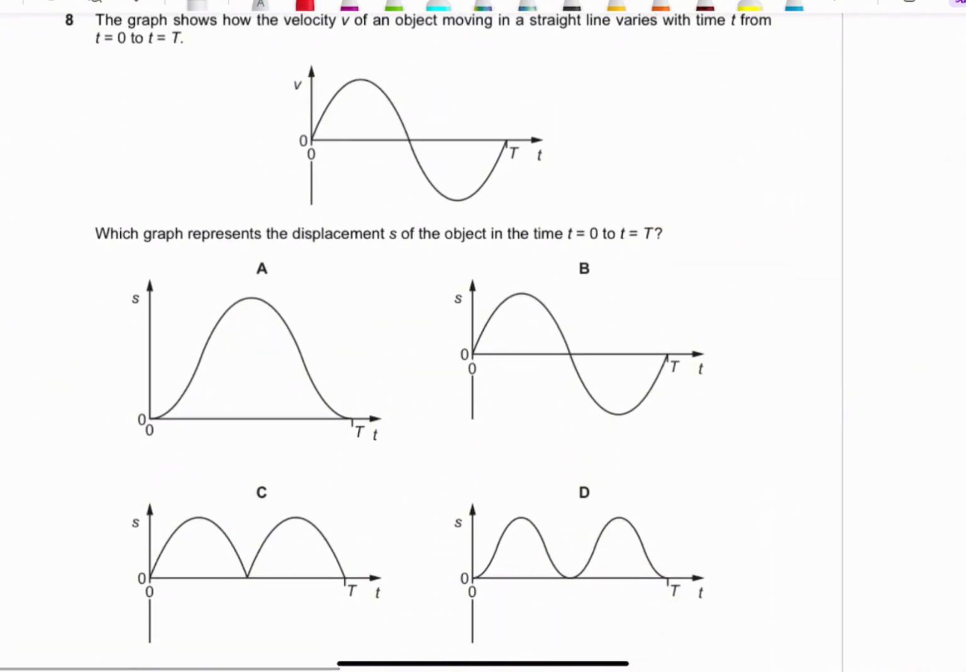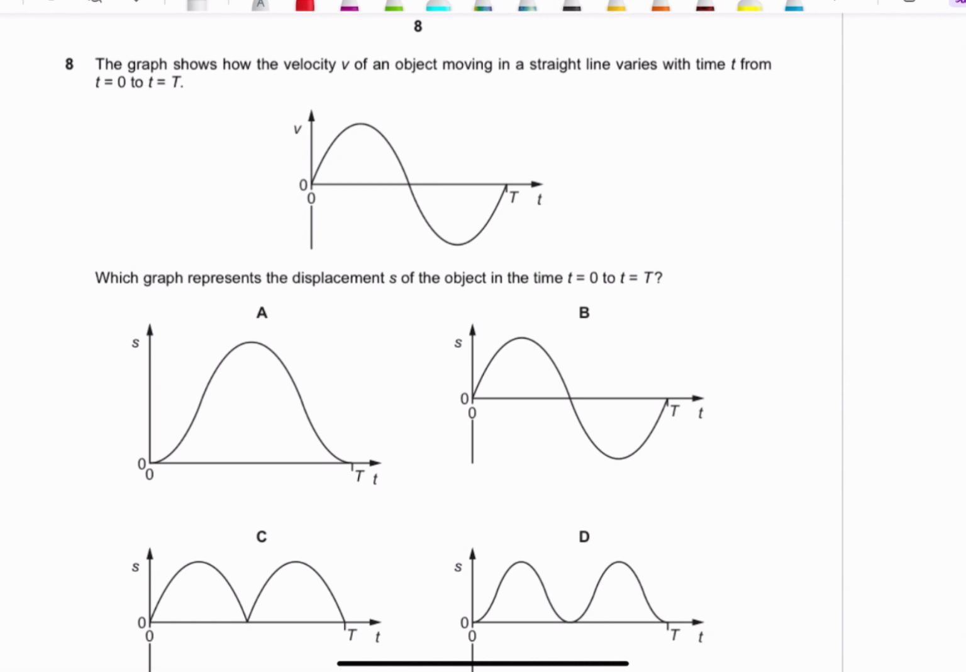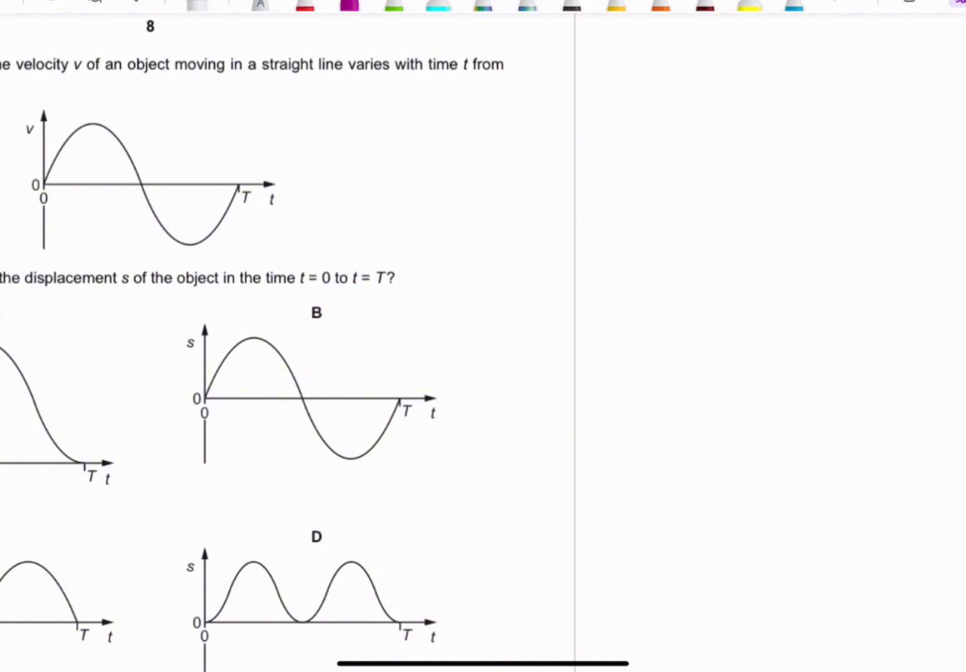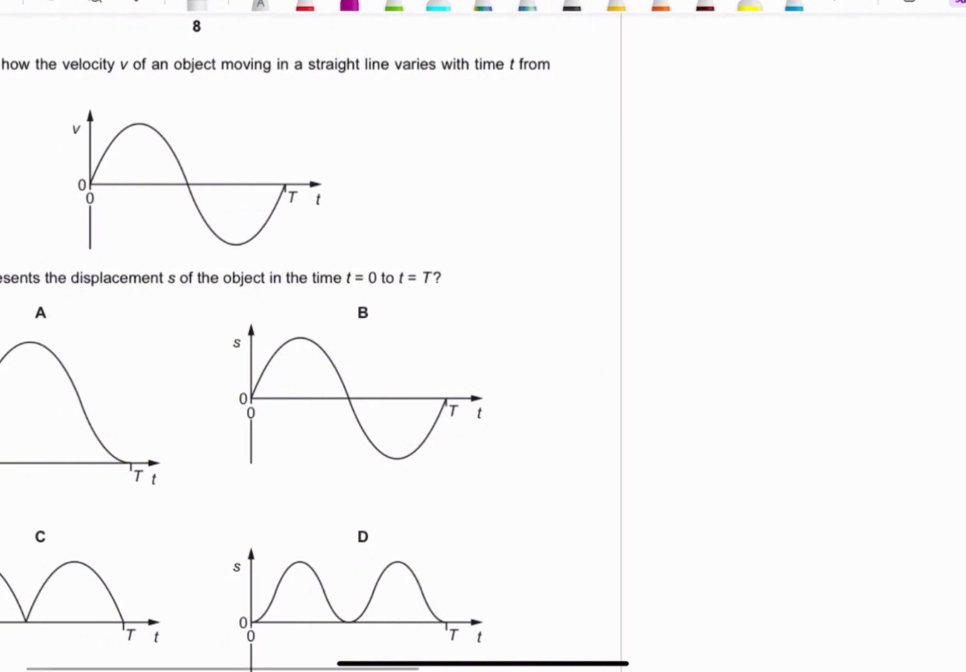Very important. Moving to question number 8, we've been given a graph that shows how the velocity v of an object moving in a straight line varies with time t, from t equals 0 to t equals T. So get this, guys, the question is easy. Question 8 is just about understanding what these things mean.